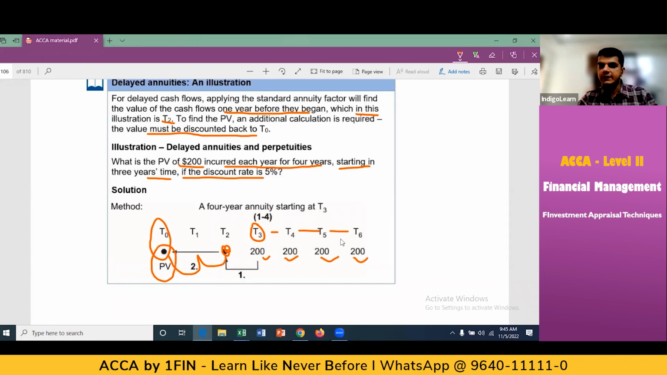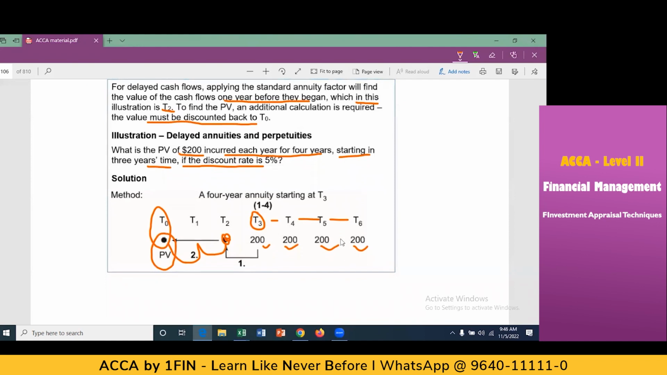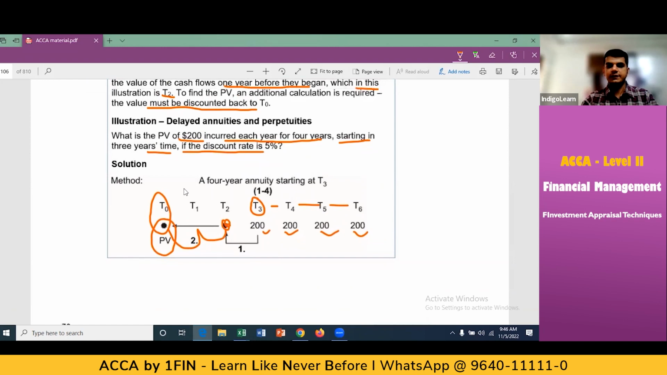Is it clear, this particular illustration, Nite? Or shall I once again cover it? Yes, sir. Clear? 100%? Yes, sir. Do it once again. Okay, I'll do it once again.